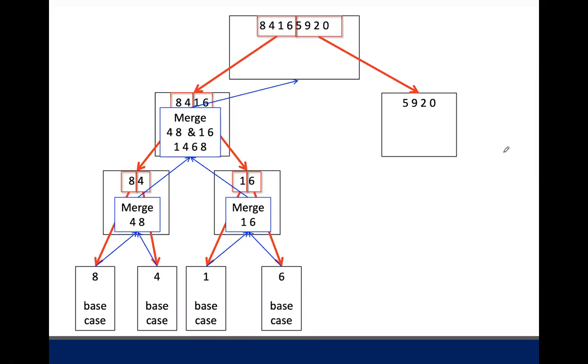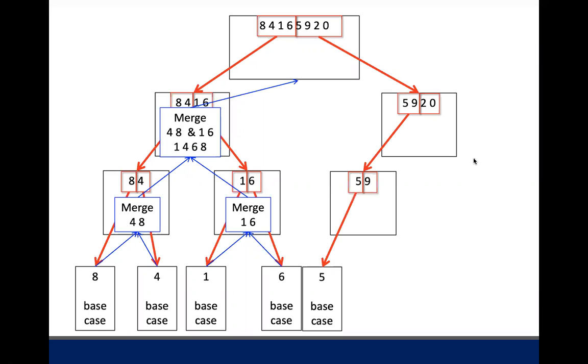Now I can return this to the caller and move to the next line, which is sorting the other half, the second half. So 5 9 2 0. Again, I split in half. 5 and 9, that will go split in half. Base case, return the 5. 9, base case, return the 9. Merge, we get 5 and 9. Now return this 5 and 9 to the caller.